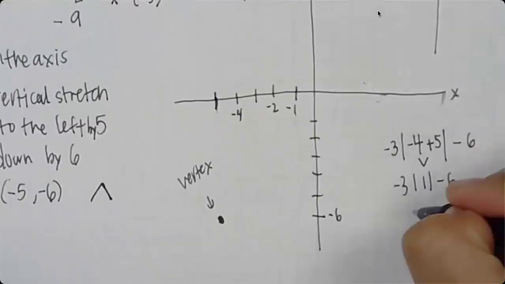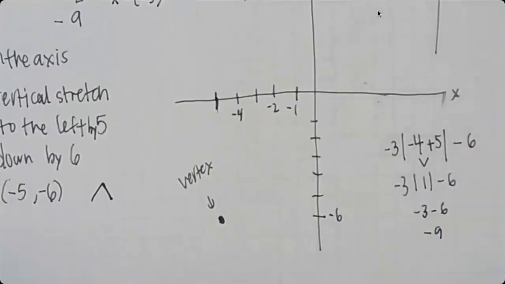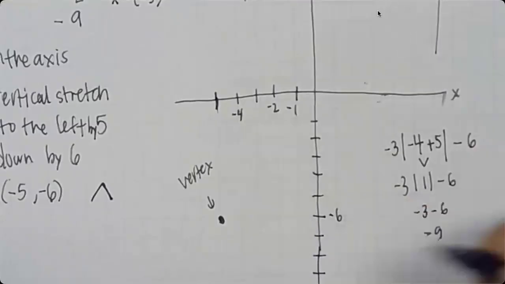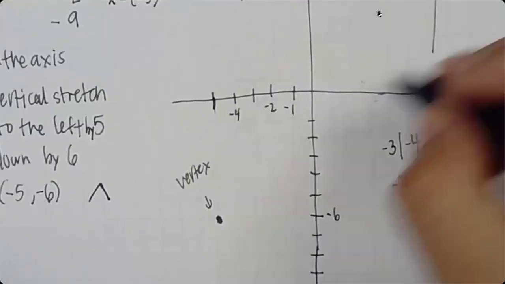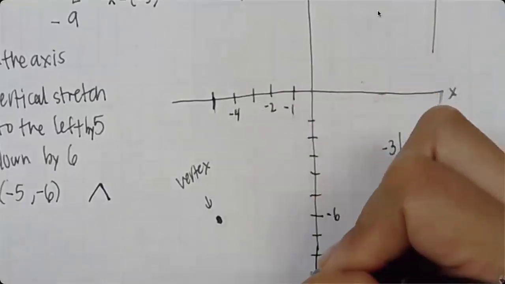So a 1 times a -3 is a -3 minus a 6. I get a -9. So I'm going to go all the way down, 6, 7, 8, 9. So my point is at -4, -9.